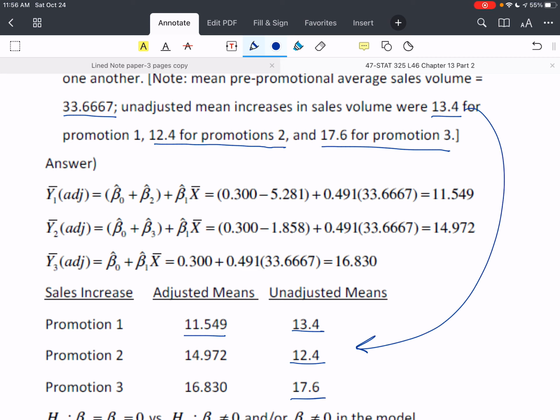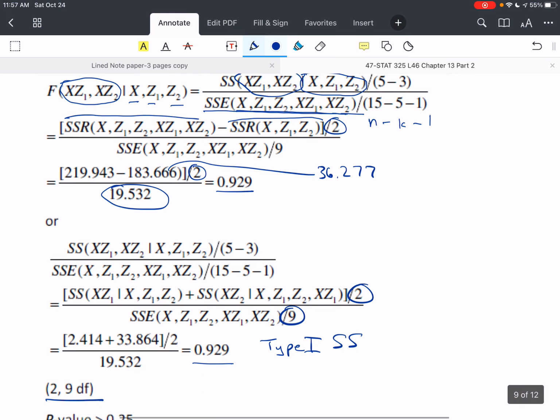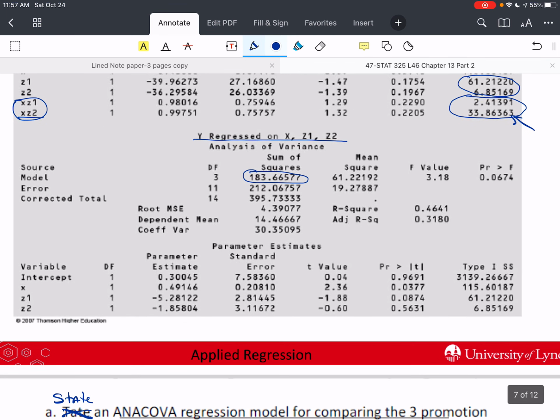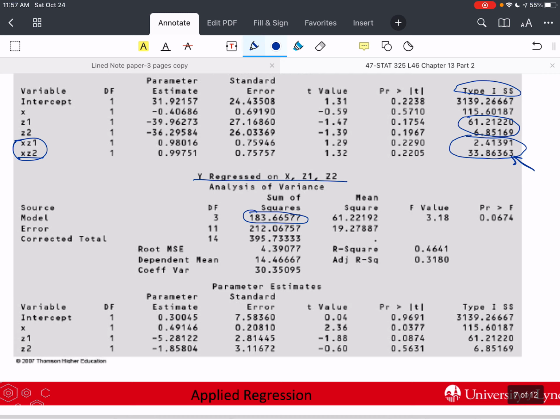Okay. And so Y1 bar adjusted is going to be beta naught plus beta 2 hat plus beta 1 x bar. And beta 1 x bar is 33.66666, 33 2/3. Okay, so we plug in our estimates of these, and we get these from the model without the interaction. So let's go look at the model without the interaction, and our parameter estimates are here.